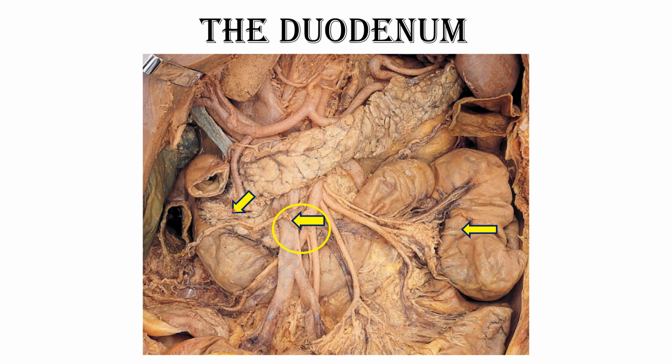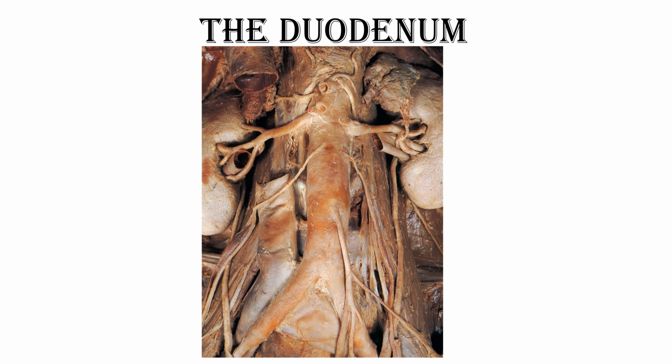Superior will be the head of the pancreas and the uncinate process of the pancreas. Inferiorly, over here, will be, as we said, the coils of jejunum. The posterior relation of the third part of the duodenum, which is marked here by these dotted lines, passes anterior to the body of the third lumbar vertebra.